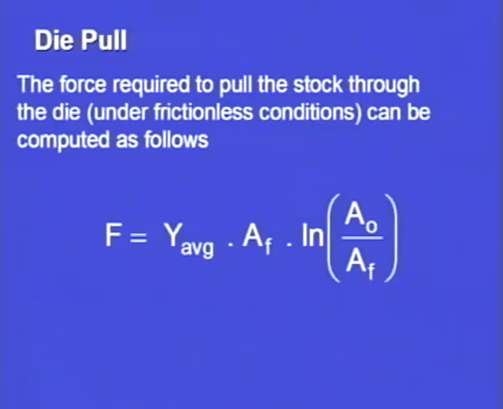The wire comes, it enters into the die cavity after it carries the lubricant, and after it comes out of the die, it is wound over. So, it is a continuous process. The pull is exerted by the draw block. So, what is the pull?